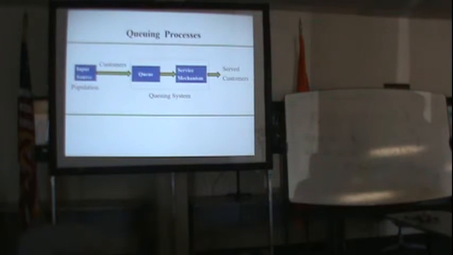Okay, in the queuing process, we have an input source that we call population, and that input source provides customers, and the customers in queuing terminology are called arrivals. So from the input source, customers arrive and join a queuing system, and the queuing system has 2 components. One is the queue itself, and the other one is the service mechanism.